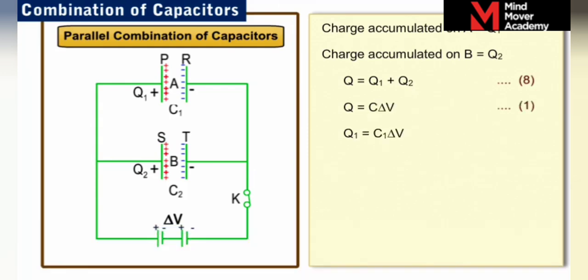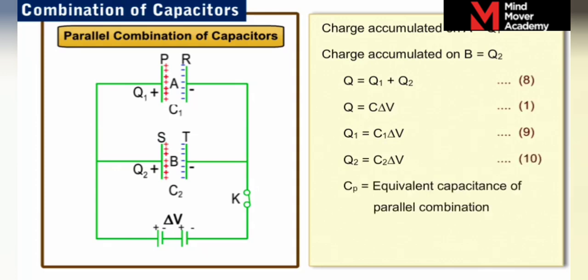Following equation 1, we have Q1 is equal to C1 delta V. Let us label this as equation 9. And Q2 is equal to C2 delta V. Let us label this as equation 10. Let Cp be the equivalent capacitance of the parallel combination of the capacitors. Then we have Q is equal to Cp delta V. Let us label this as equation 11.